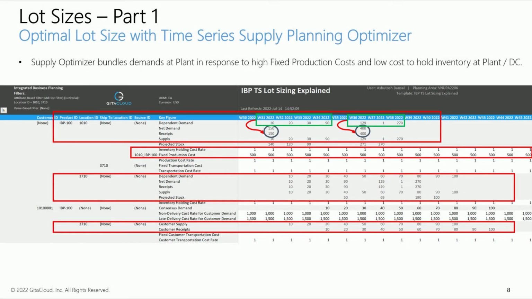Let's see how Optimizer changes behavior if we model costs the other way. Note the fixed production cost at plant 1010 now is much higher compared to the inventory holding cost rate in this example. Optimizer now decides to bundle the demands of subsequent weeks, as it is much cheaper to produce once and hold inventory, instead of producing every week. You can see that dependent demands across week 31 to week 34 have been pooled into a single net demand in week 31 in the plant. This pattern also repeats across weeks 36 to 38.